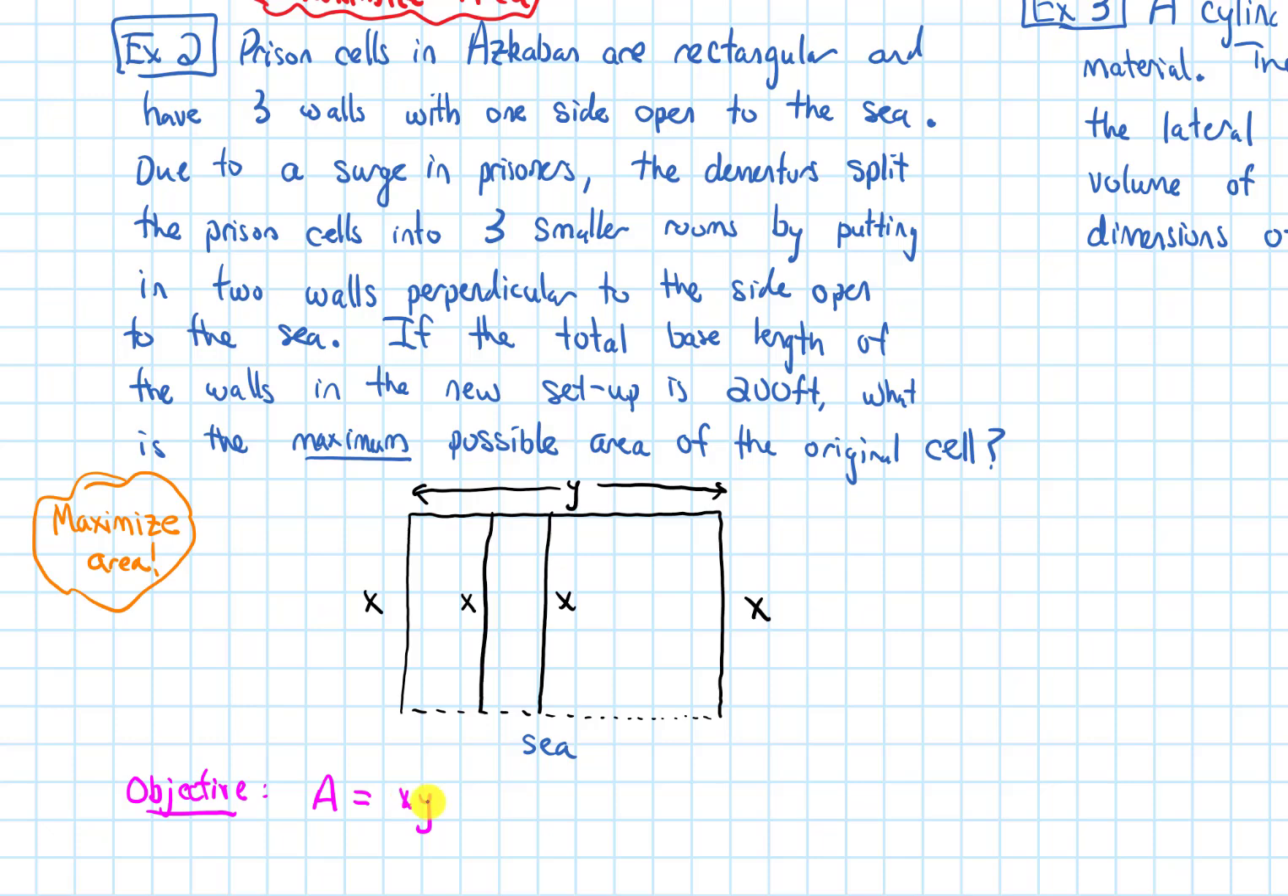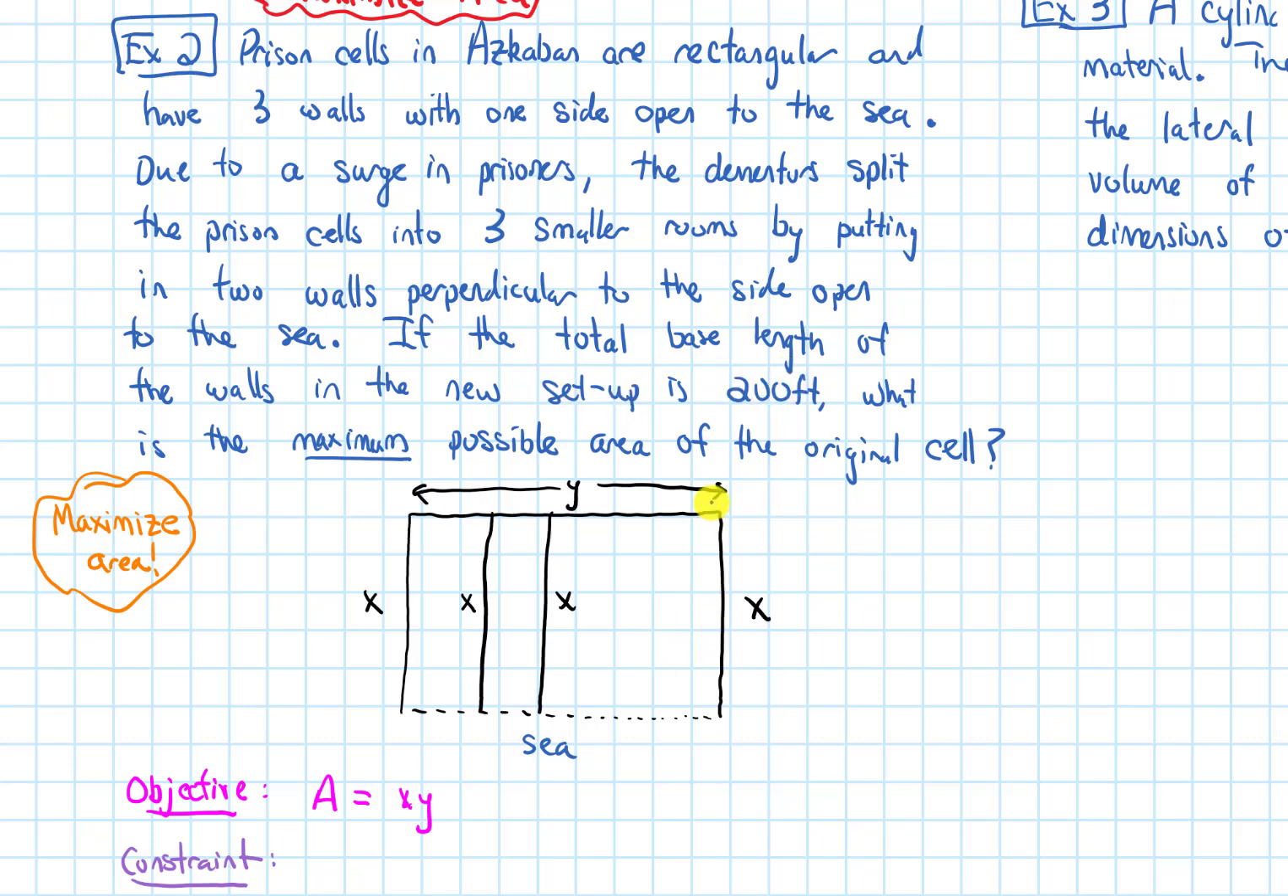Right now there's 2 variables on the right-hand side, and like we saw in the last video, to be able to handle that, we want to get this in terms of 1 variable. And to do that, we use another equation called the constraint, which we form based off of other information that's given to us in the problem. So the other piece of info it gives us is that the total base length of the walls in the new setup is 200 feet.